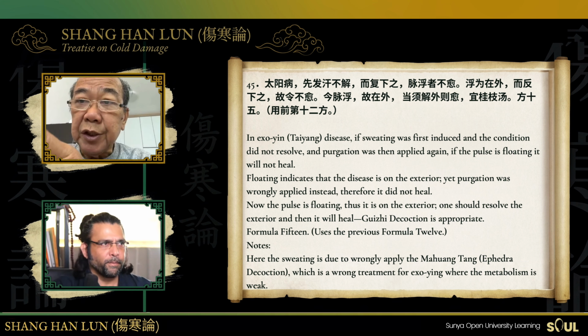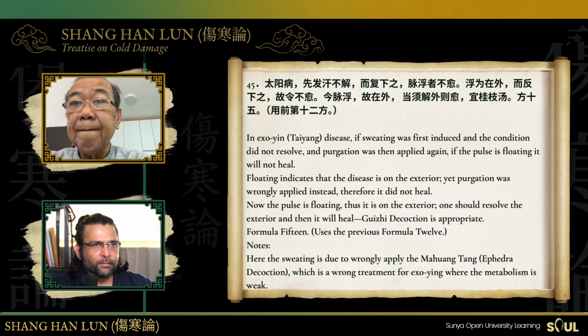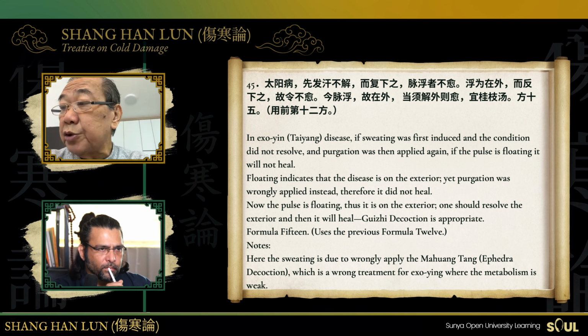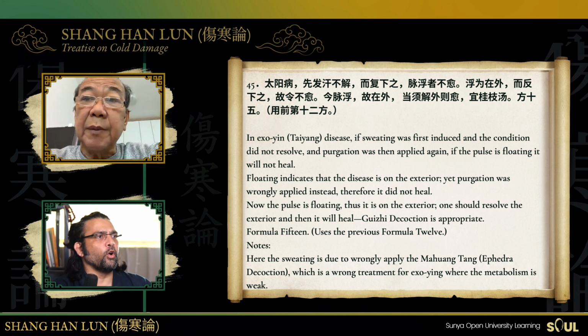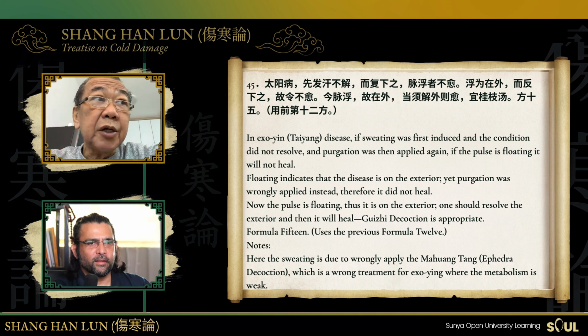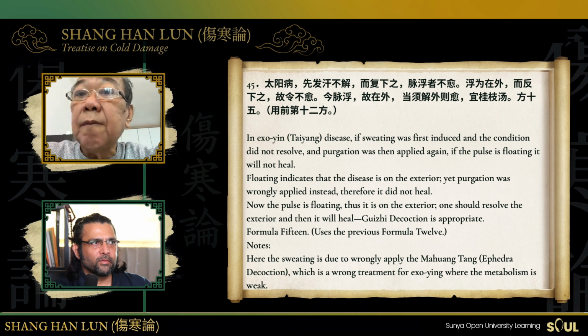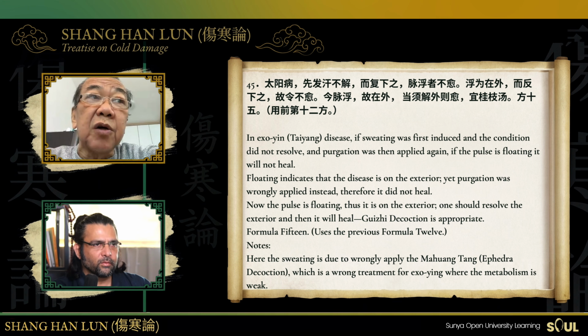Here they say the sweating is wrongly used. Instead of using Guizhi, they are using ephedra, then the disease may not heal. When the metabolism is low and you use ephedra, you further lower the metabolism. Then you cause cough, chronic cough. There are many wrong treatments. You can always see in the clinic, people cough for a long time, due to the wrong sweating.